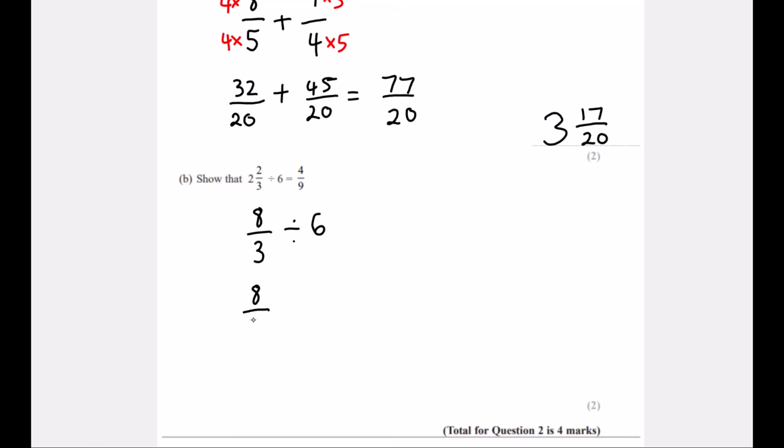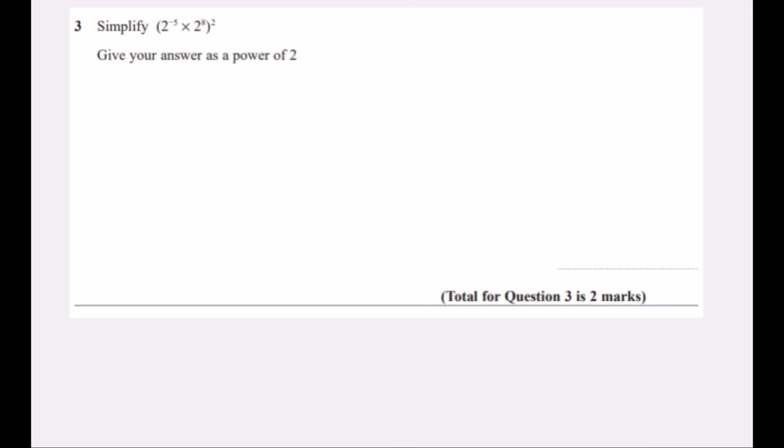So I can change this to 8/3 times 1/6. Then just times the top, times the bottom. That's how we multiply fractions, times the top, times the bottom. We could simplify first or simplify after. Doesn't matter which way round we do that. 8 times 1 on the top is 8. 3 6s on the bottom is 18. So we've got 8/18. And to simplify, half the top, half the bottom, and we've got 4/9. That's what we wanted.